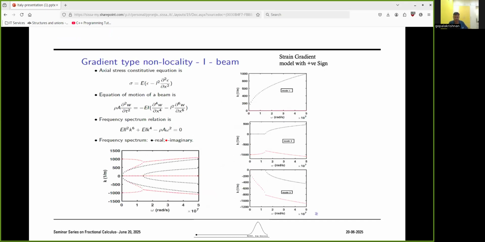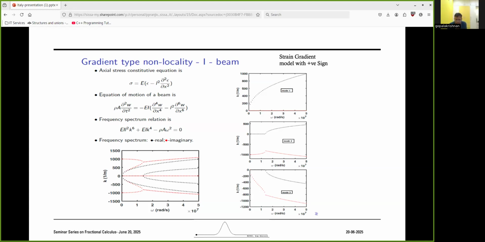So now let us look at some of the beam type models. Again, we consider strain gradient with positive sign, negative sign, and the Eringen model. Now the beam supports transverse motion, so you will have a system which is sixth order in space. There will be six modes, three propagating and three evanescent. All three are plotted on the left side, and the individual modes are plotted on the right side.